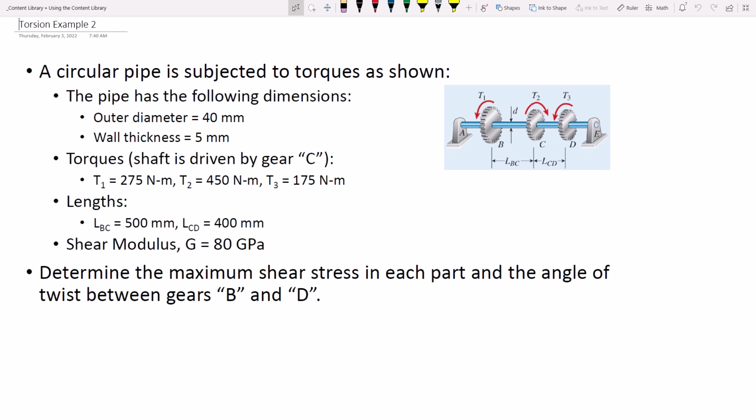If you add up T1 and T3, what do you get? So you have 450 going this way, and this and this going the other way. How much is that?